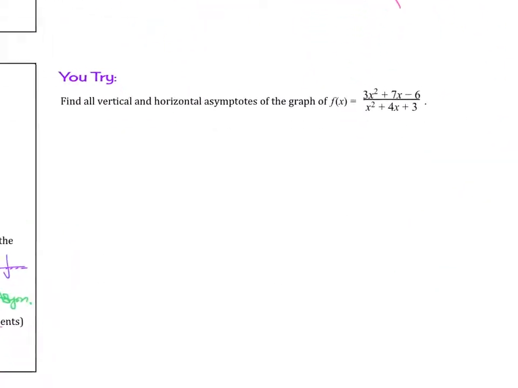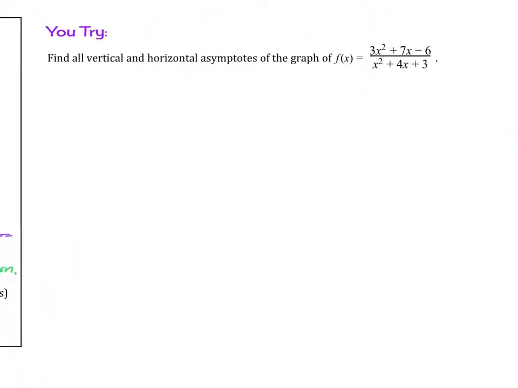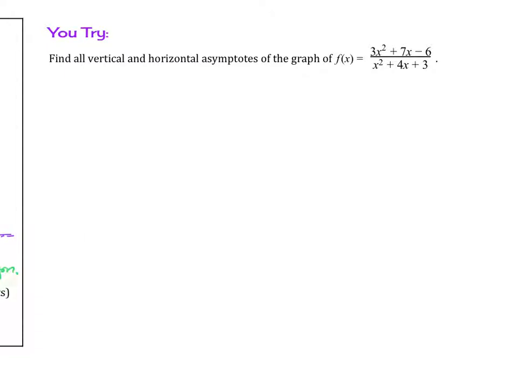So go ahead and try this example here. Find all vertical and horizontal asymptotes of this graph, and then maybe just tell me there was a hole at a certain spot if there is one. So pause the video, and when you come back, I'll have the answer for you.